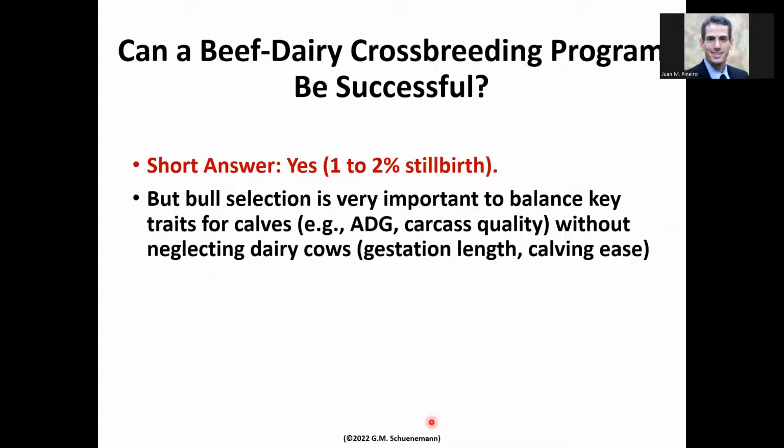Can a beef-dairy crossbreeding program be successful? The answer is definitely yes, because we now see farms that are performing at less than 2% stillbirth, with a number of beef bulls of different breeds, right? But bull selection is very important to balance specific key management traits that are important for the dairy farms and also important for the beef market: average daily gain, carcass quality, length of the carcass, right? Without neglecting the dairy cow, especially gestation length and calving ease.